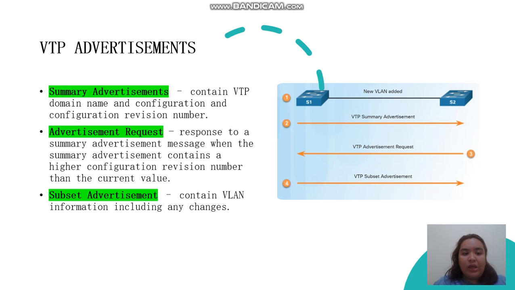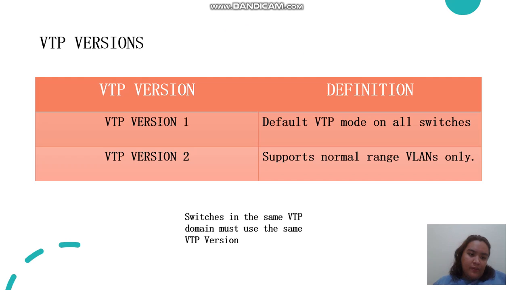For VTP advertisements, there are three types. Summary advertisements contain the VTP domain name and configuration revision number. An advertisement request responds to a summary advertisement message when the summary advertisement contains a higher configuration revision number than the current value. And lastly, subset advertisements contain VLAN information including any changes.